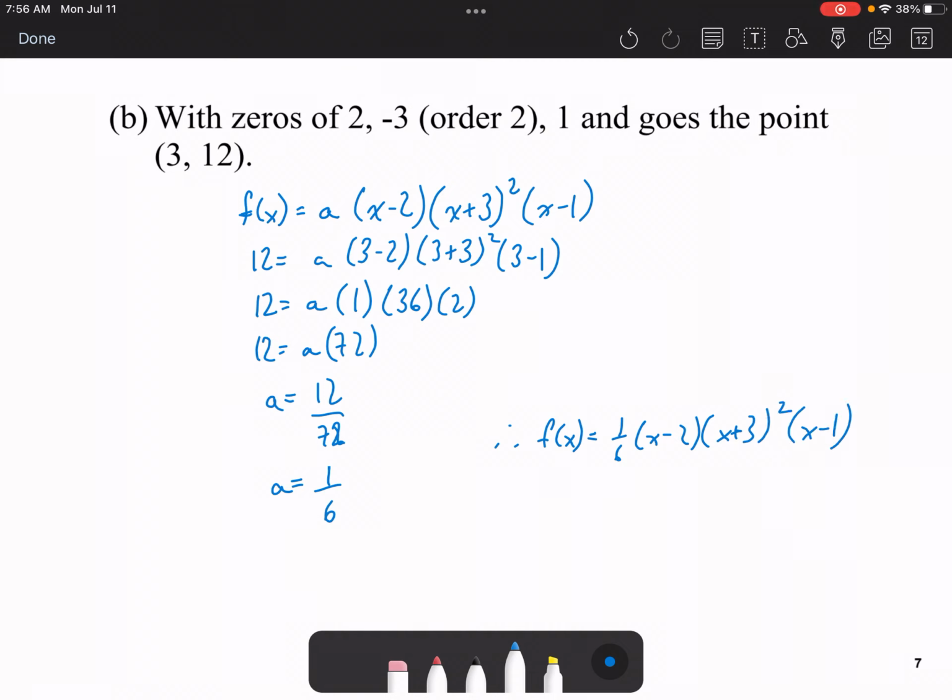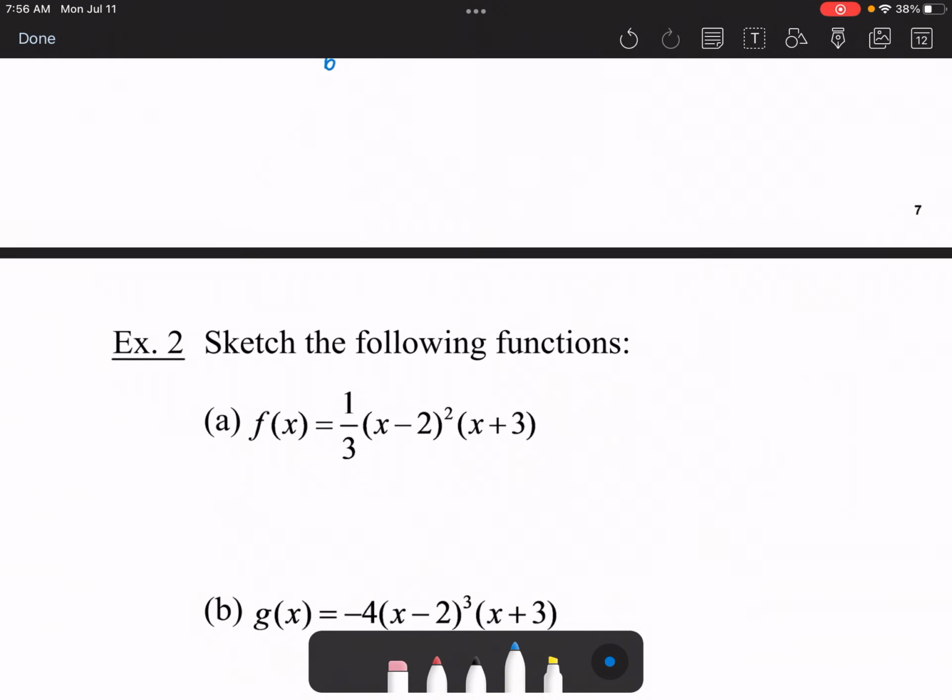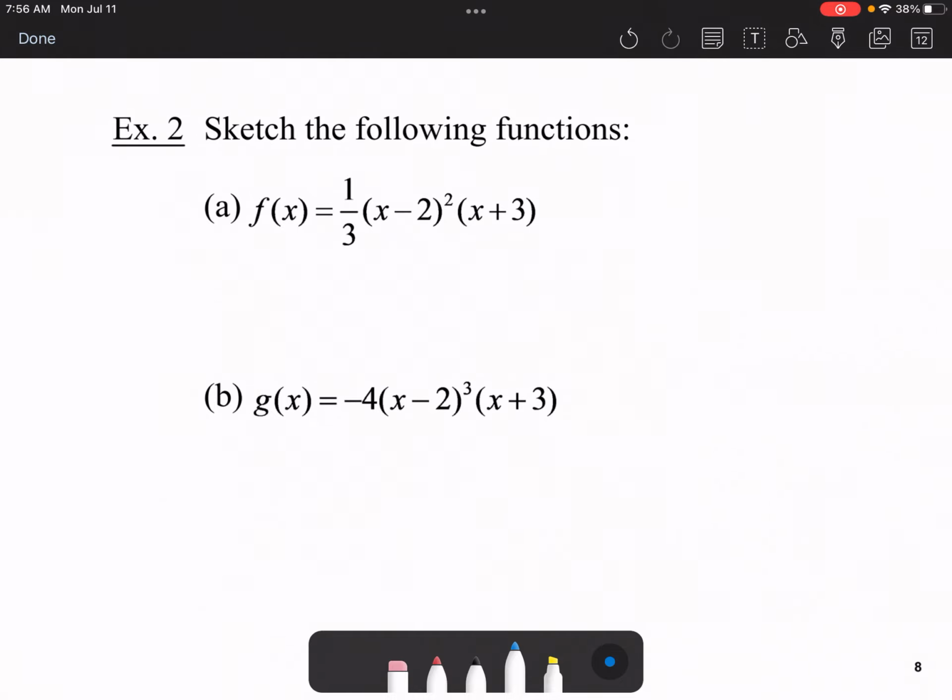And there we go. So not only can we use the zeros and a point to figure out the equation, but we can also use the equation or the expression that we have here in factored form to give us an idea of what the sketch of the function may look like. So that's our last example that we have right here.